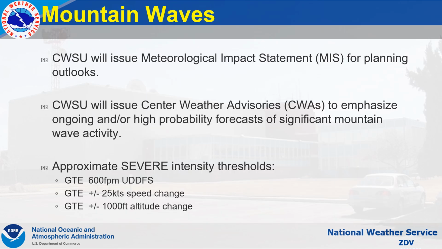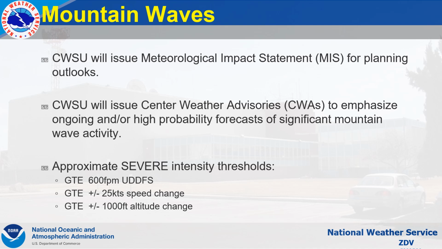Now, mountain waves themselves aren't necessarily forecasted by the Aviation Weather Center, meaning that there won't be any AIRMETs issued for those. In the case of mountain wave activity, CWSUs will issue meteorological impact statements for planning outlooks. If we know there's going to be mountain wave activity in the days to come, we can send out that impact statement to make you all more aware.